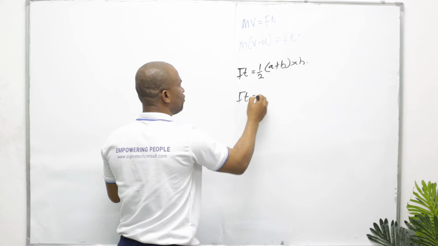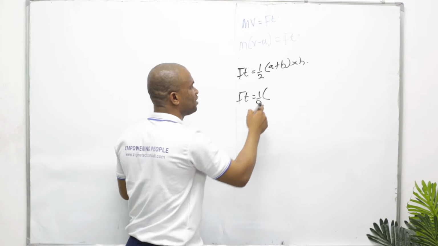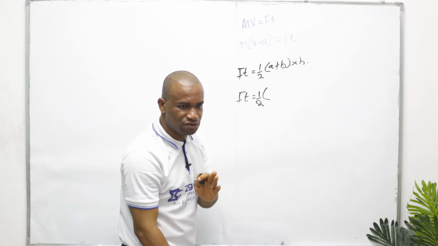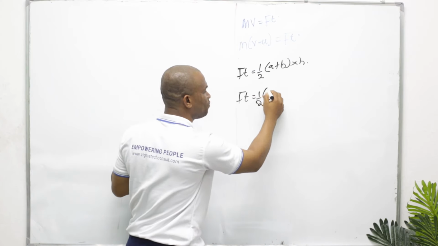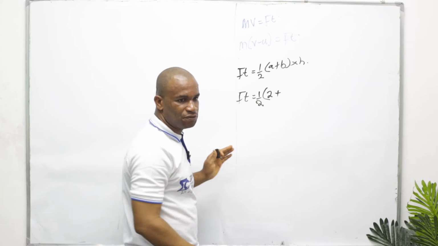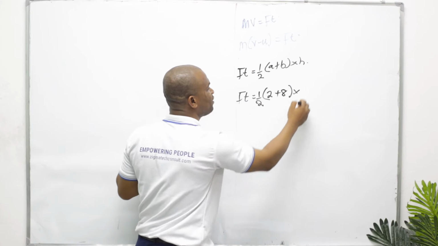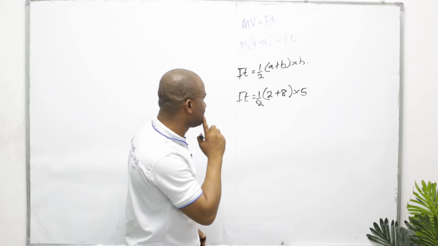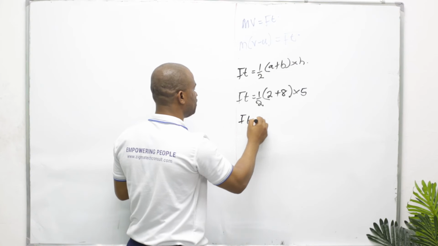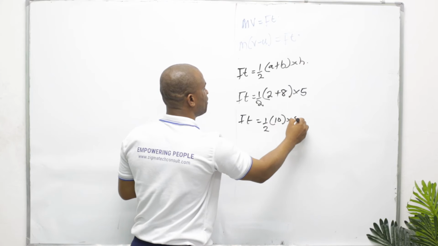So impulse, or F times t, is going to be, what is my A? A is going to be from 5 to 3. That means 5 minus 3 is A, which is 2, plus from 0 to 8, which is 8 here, which is for B, times height, which is going to be 5, because 0 to 5 is the height. So this is going to be Ft equals 1 over 2 bracket 10 multiplied by 5.